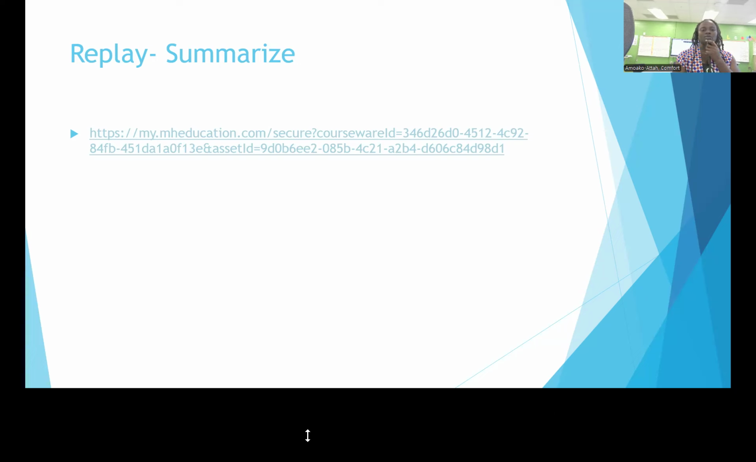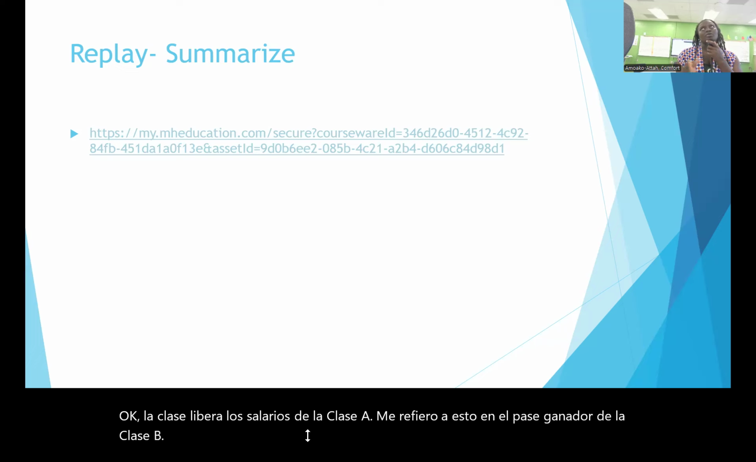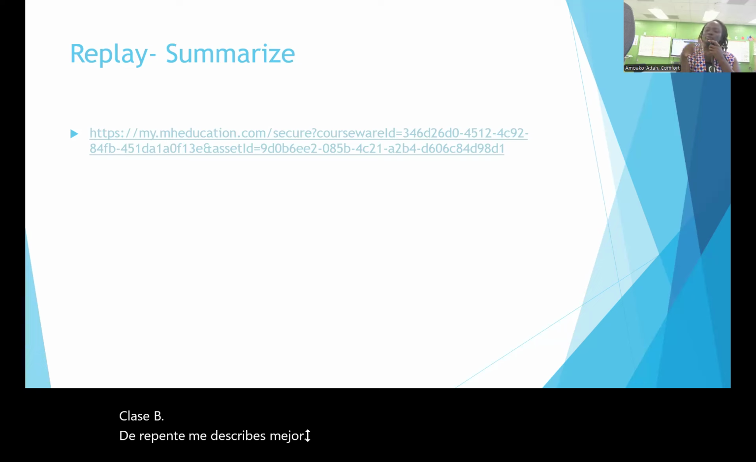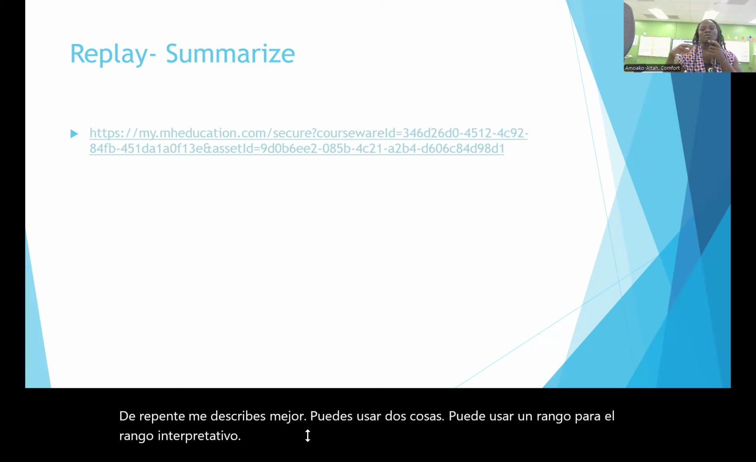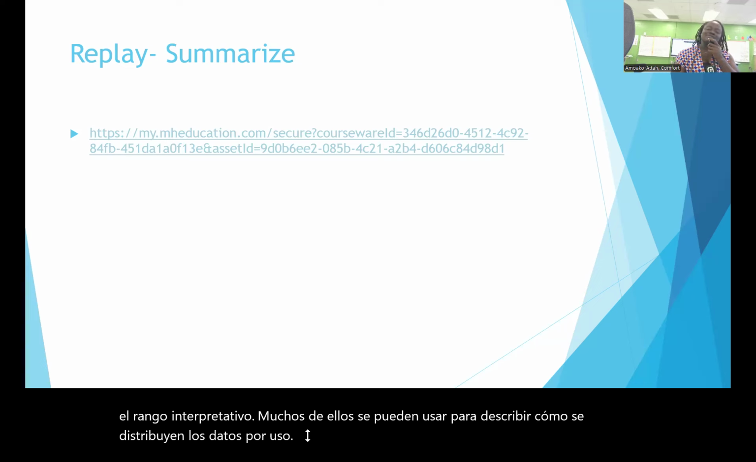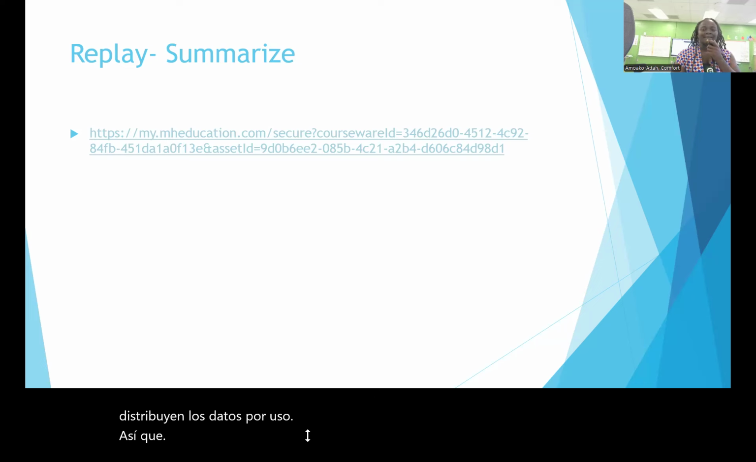Class A has a range of the loss and class B has a range of 20. In describing data, you can use two things: the range or the interquartile range. Either of them can be used to describe how spread out the data values are. So, the class B one, yeah.